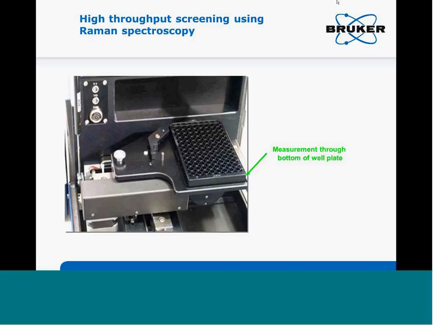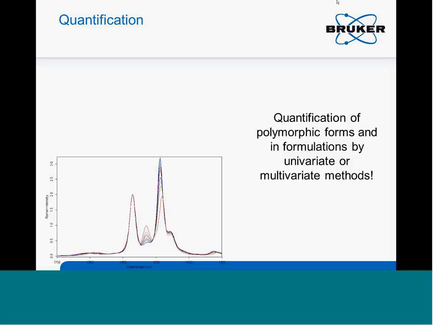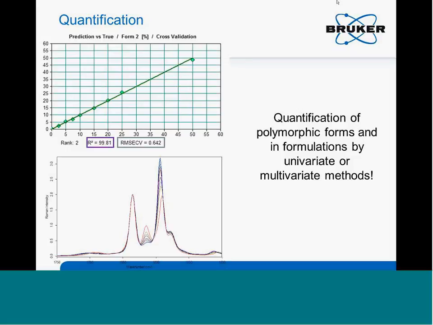There is also an accessory that allows you to put in well plates, with different samples, and automatically measure all the wells. We have software which automatically runs all the well plates and does identification and quantitative analysis using the PLS model you developed. So everything is automatic. You simply load the accessory, and it does the measurement in the background, does all the calculations, and shows you the results.